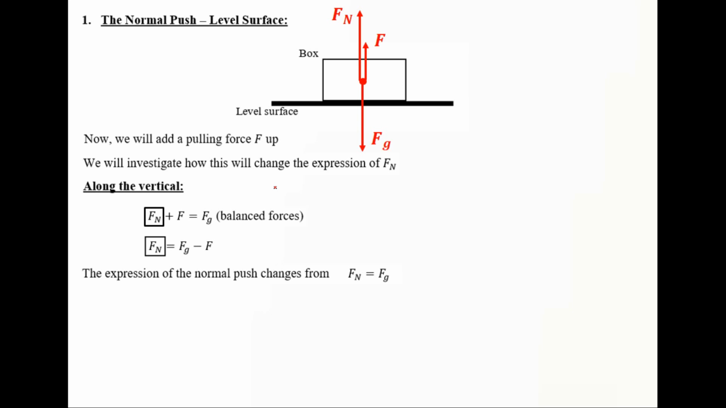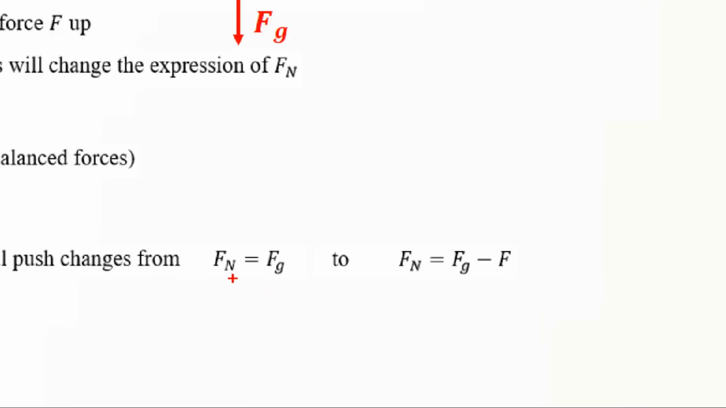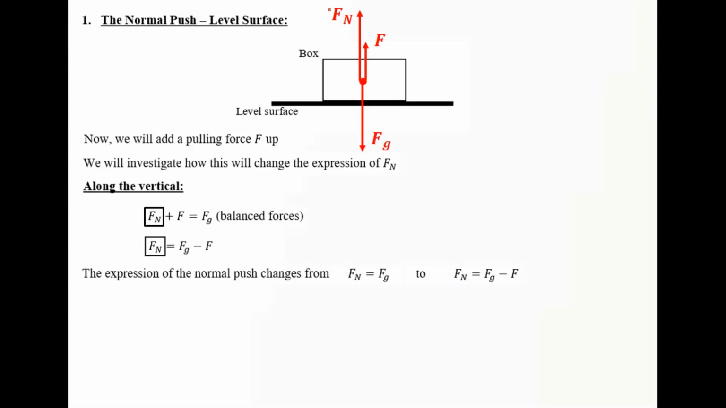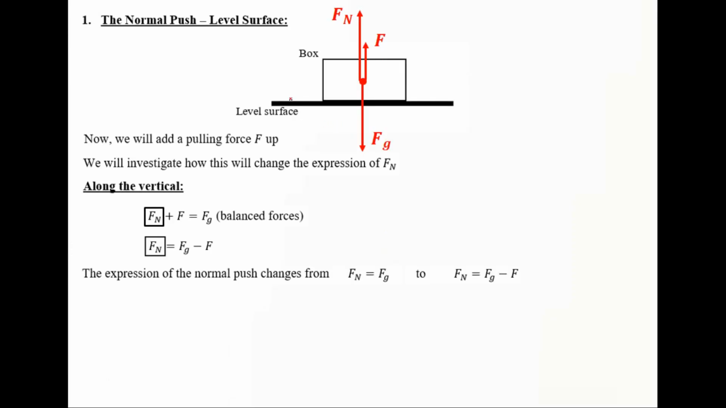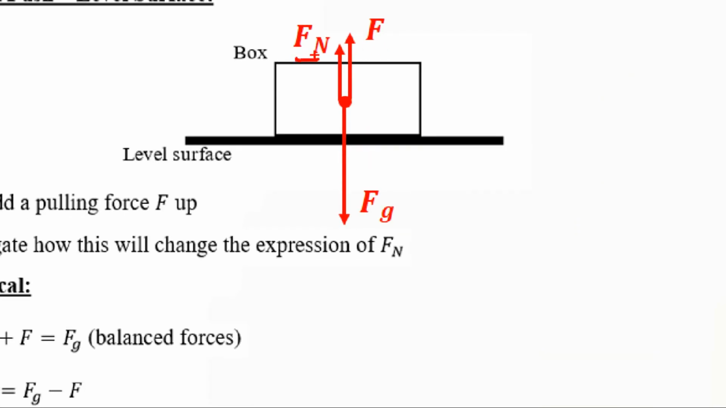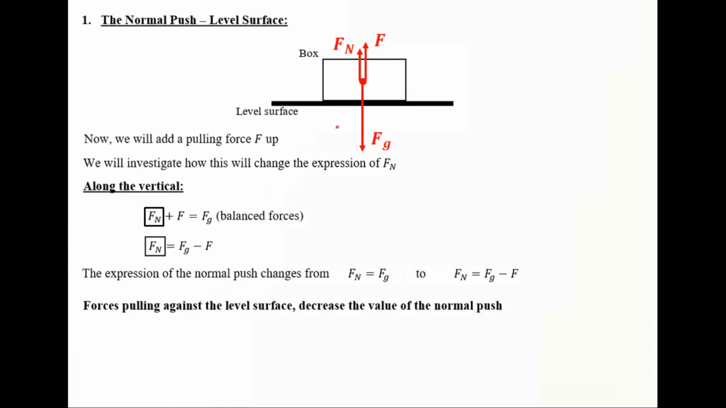In this case the expression of the normal push changes from the pull of gravity into the pull of gravity minus F, which means the normal push decreases whenever we apply a pulling force. And in this case, the representation of this vector is wrong, and it should be replaced by a smaller vector such that the length of the normal push plus the pulling force F should be equal to the pull of gravity. Forces pulling against the level surface decrease the value of the normal push.